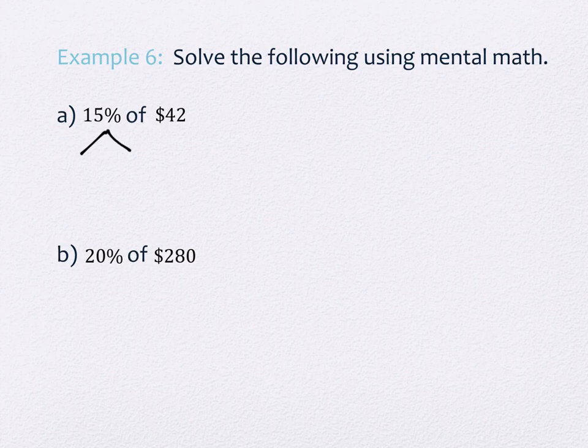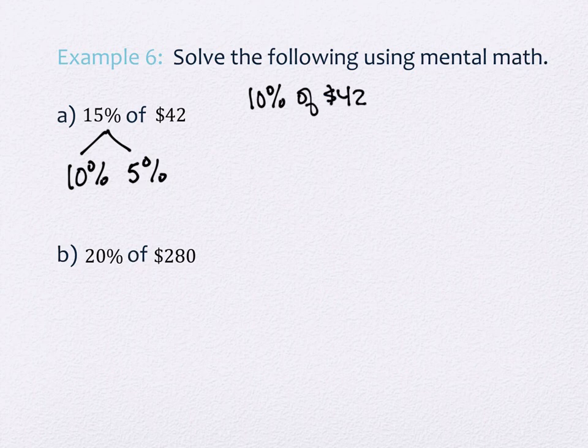Now, with 15%, it's very nice to break 15% up into 2 values that are easier to work with. How could 15% break apart into 2 easier to work with values? 10 and 5. 10% in particular is very nice to find values of. What is 10% of $42? 4.2.